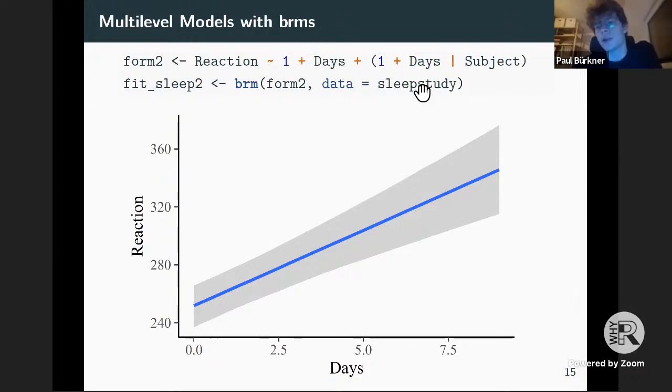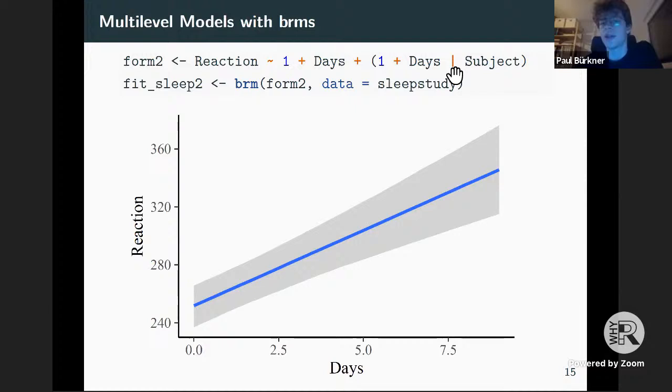And here, more importantly, we have some more terms, which is a varying intercept over subject and a varying effect of days over subject. That is, not only do we assume that there's an overall effect of days on the reaction time, but this effect varies over subject. The starting point, the intercept, varies over subject, and the effect of sleep deprivation varies as well.